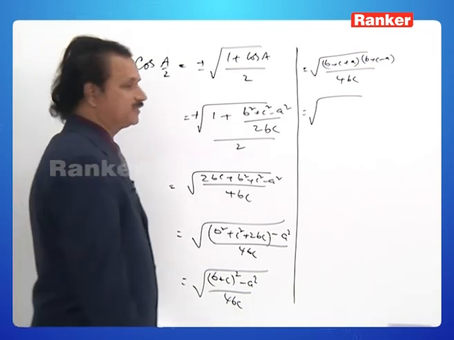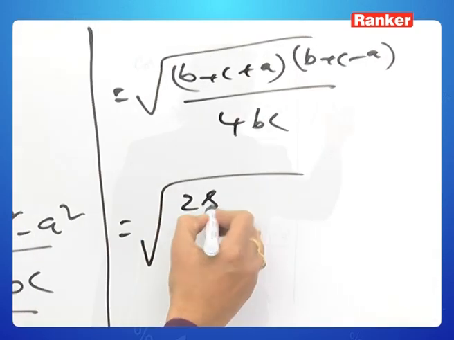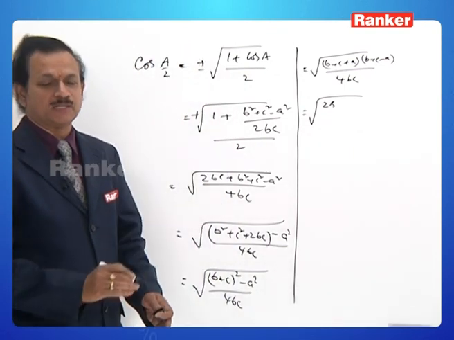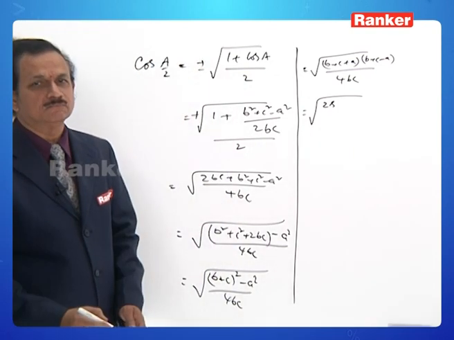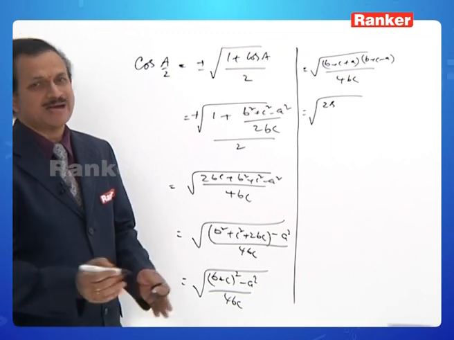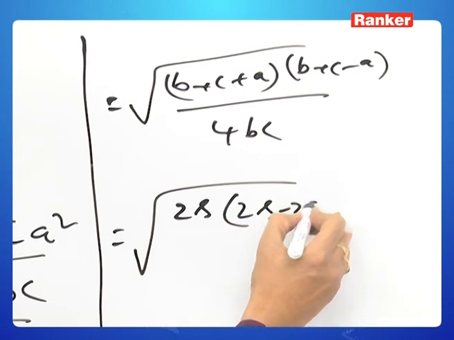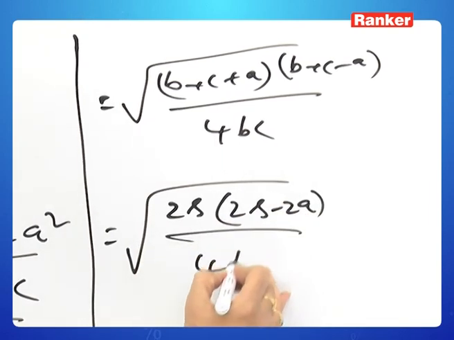What is a plus b plus c? It's just nothing but 2s. Of course, b plus c minus a can be taken as a plus b plus c minus 2a. That is 2s minus 2a. Hence it is 2s into (2s minus 2a) by 4bc.